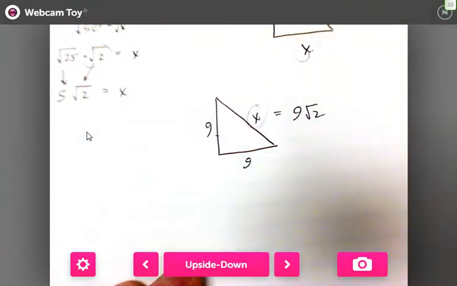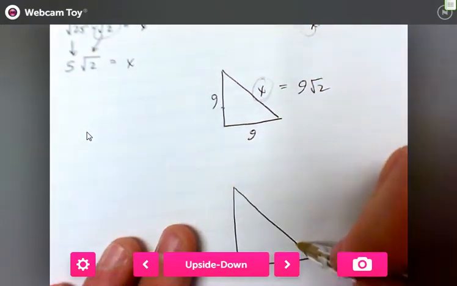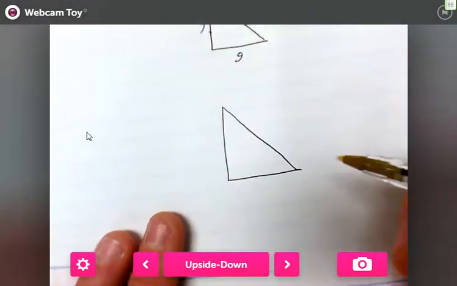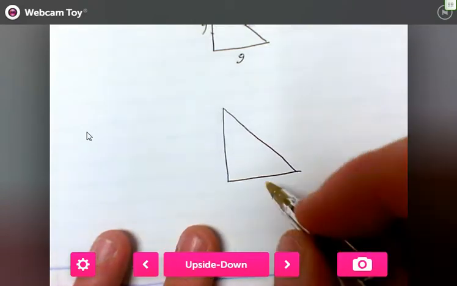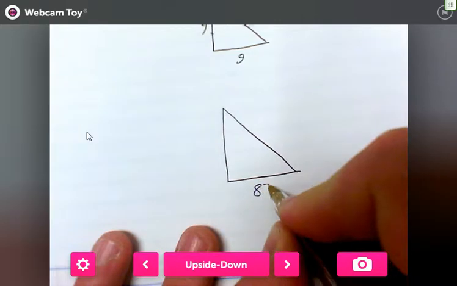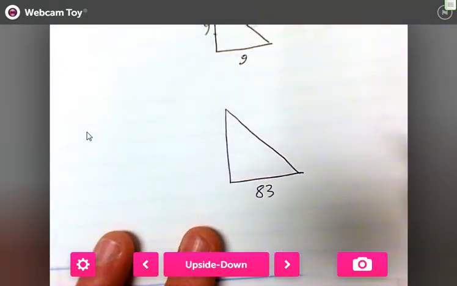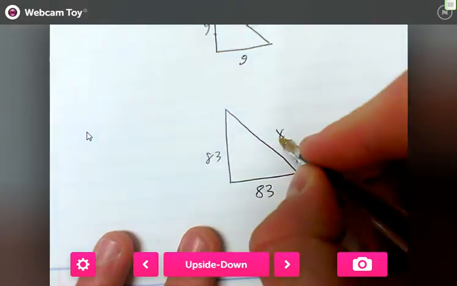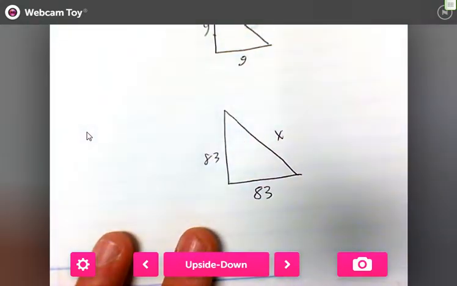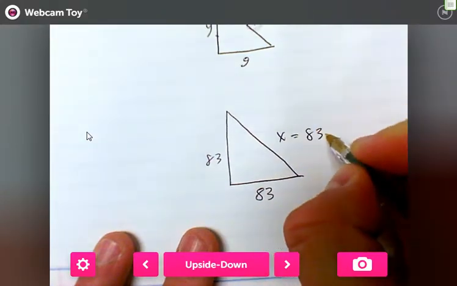Do we want to do another one just like that? Yes. Okay, let's try another one. So we got another 45, 45, 90 triangle. And let's say this is 83. What is the length of this one? 83. Good. And what is x? 83 square root 2. Exactly.